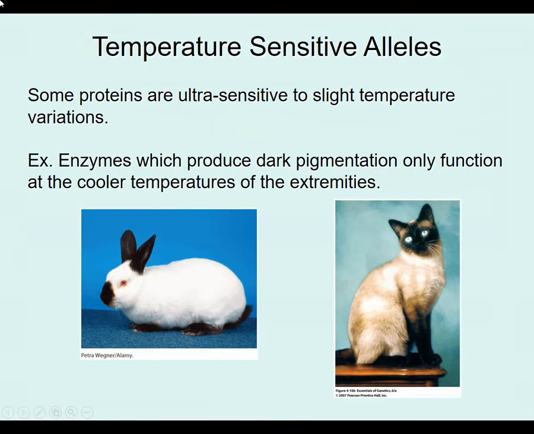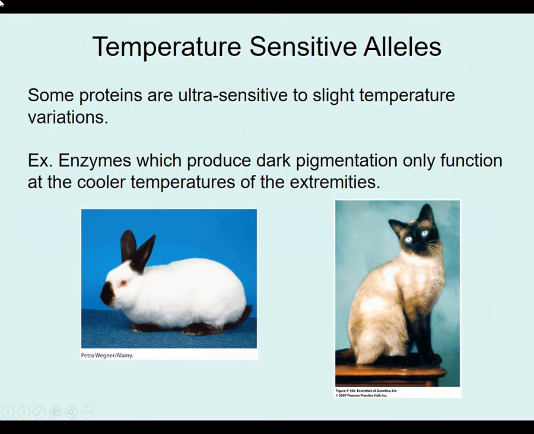Some proteins are ultrasensitive to slight temperature variations. Anytime you have an allele that creates a protein that's ultrasensitive to temperature variations, it's called a temperature-sensitive allele. An easy example of this are the enzymes which produce the pigmentation in these kinds of rabbits or Siamese cats. These are temperature-sensitive alleles.